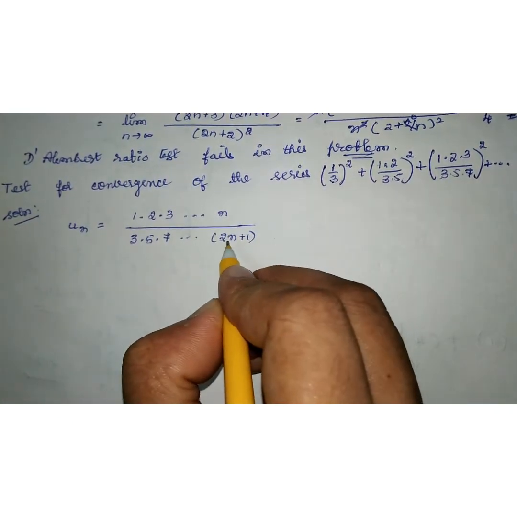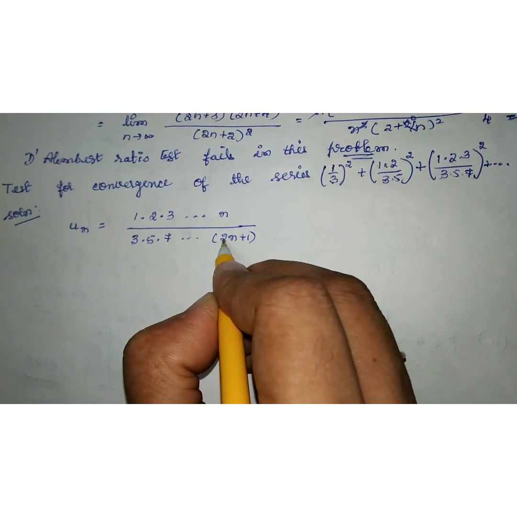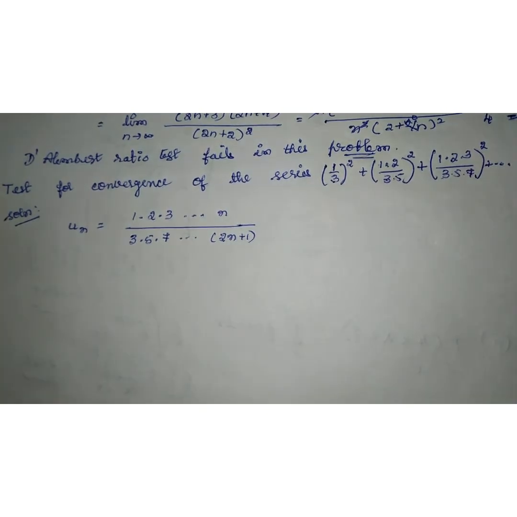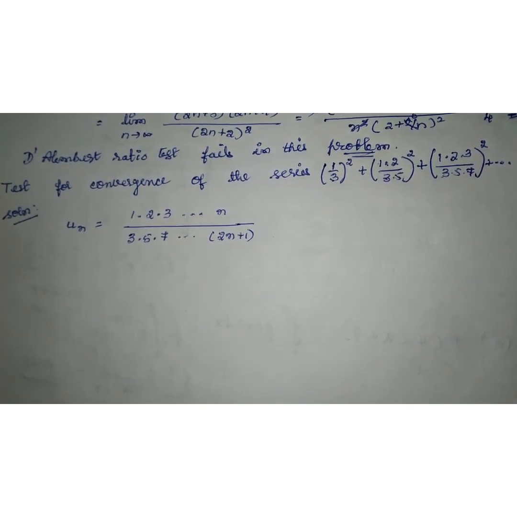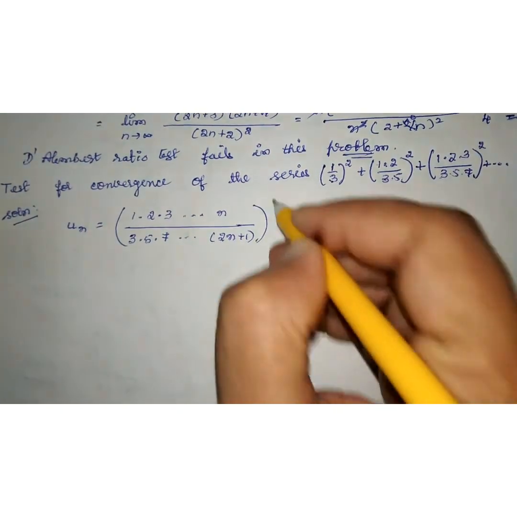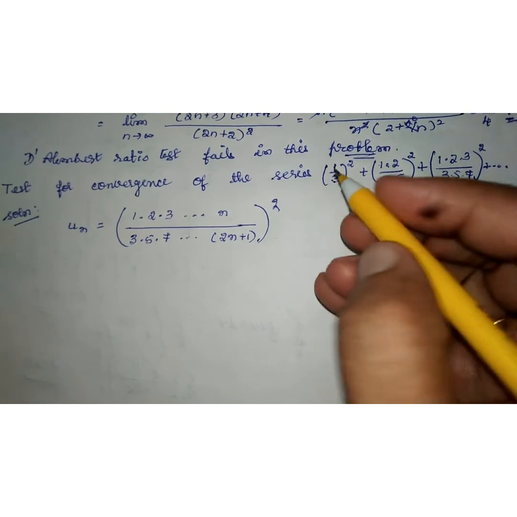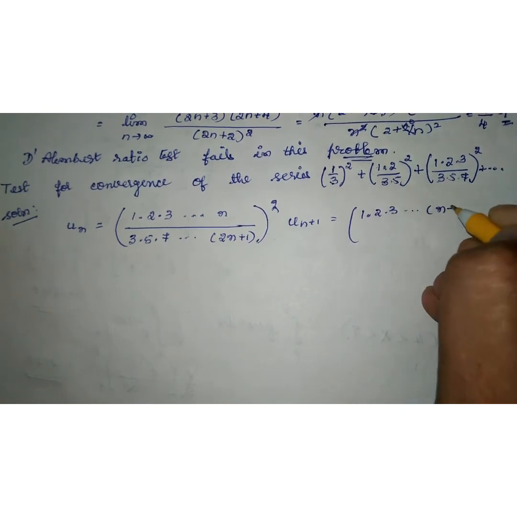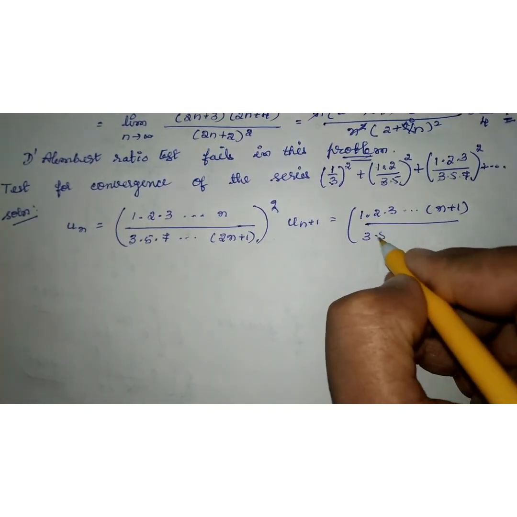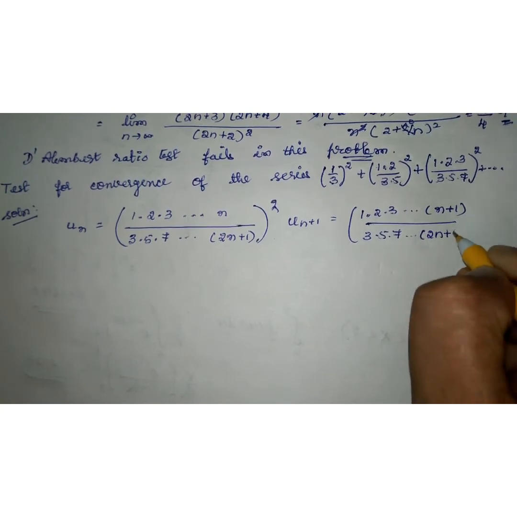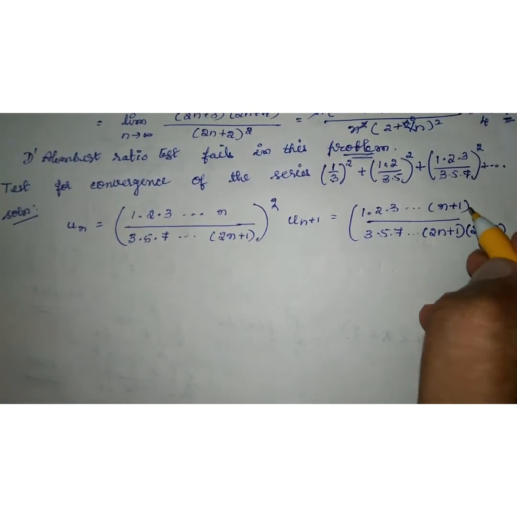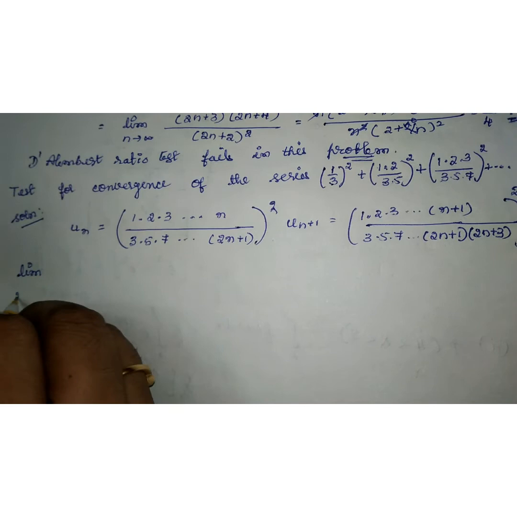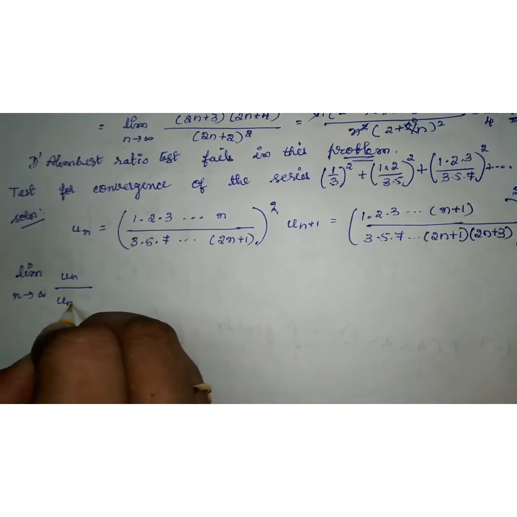So here we have to check. When you substitute n equal to 1, you get 2 into 1, 2 plus 1 is 3. So we get un, where un is the whole square of the term. Now we have to find un plus 1. Un plus 1 is nothing but 1 into 2 into 3 into etc. n plus 1 divided by 3 into 5 into 7 into 2n plus 1 into the next term 2n plus 3, whole square. Now let us find limit n tends to infinity un by un plus 1.